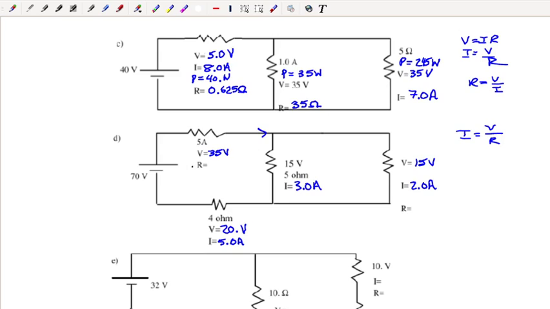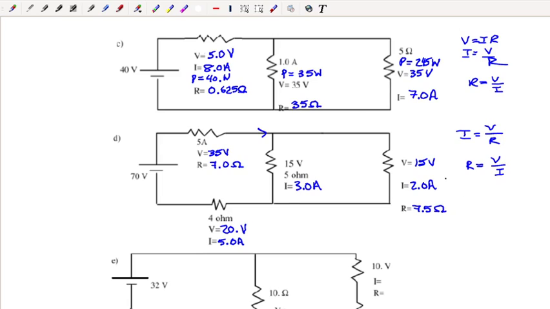I need the resistance here. So again, resistance equals voltage over current. So voltage over current, 35 over 5, is going to give me 7 ohms of resistance. And here, voltage over current is going to give me 7.5 ohms of resistance.